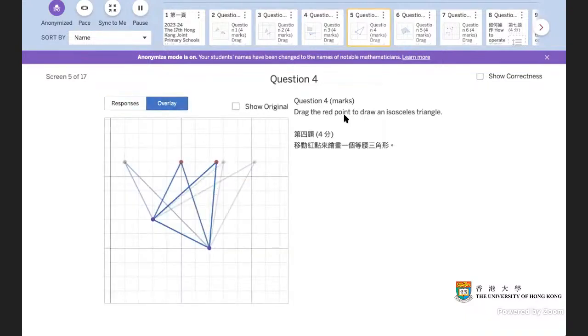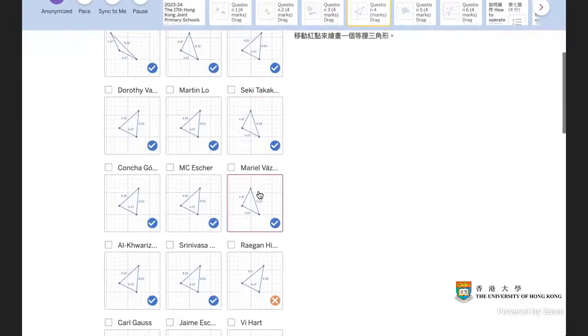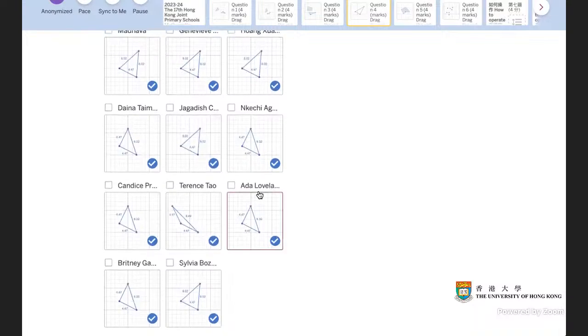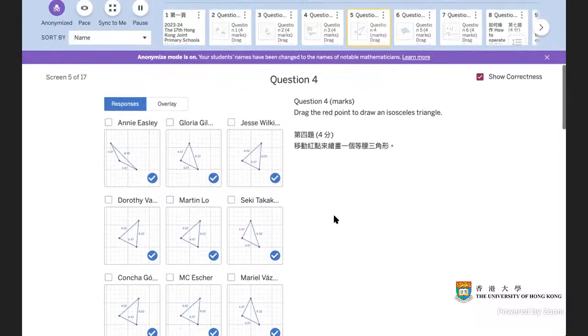Okay, this one has a greater variety. You can see that they can find 3 cases of isosceles triangle. Let's look at the responses in the individual ones. Basically, most of them are correct, just like the previous 2 cases. But at the same time, there is a variety of correct answers because there are different cases of making the triangles isosceles. So that is quite good results from the students.